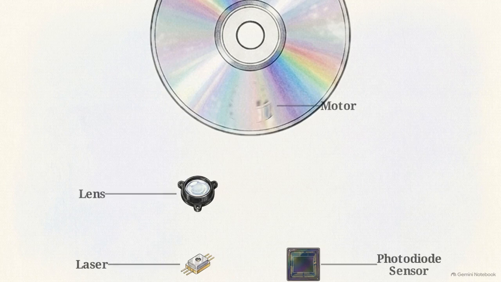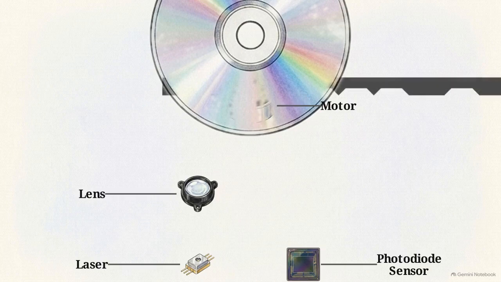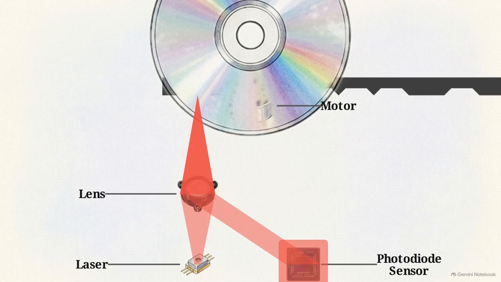To read that terrain, we need specific hardware. This schematic shows the components of a standard drive: a motor, a laser, a focusing lens, and a photodiode sensor. The process begins when the motor spins the disc at high speed. Underneath, the laser fires a highly targeted beam of light through the lens, striking the spinning track.